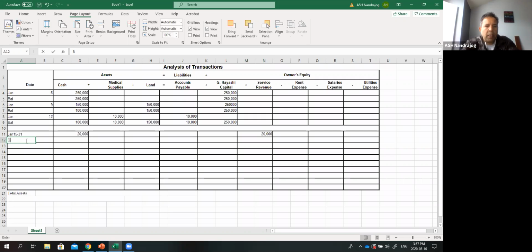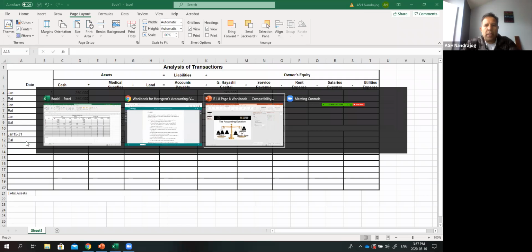We can write down the balance again. Now we have a total of $120,000 in cash, and we have $10,000 in supplies. We have $150,000 of land, and the accounts payable is $10,000, and the capital is $250,000. And now the service revenue is recognized as $20,000. Okay. Now let's read the next transaction.